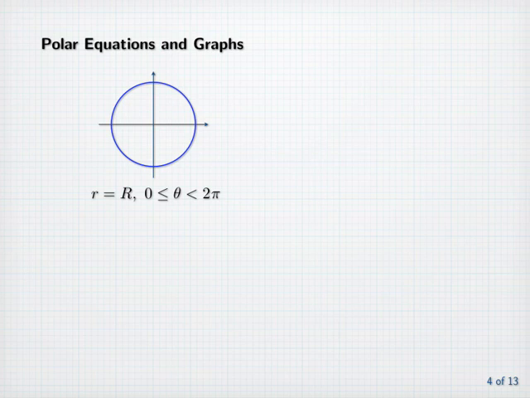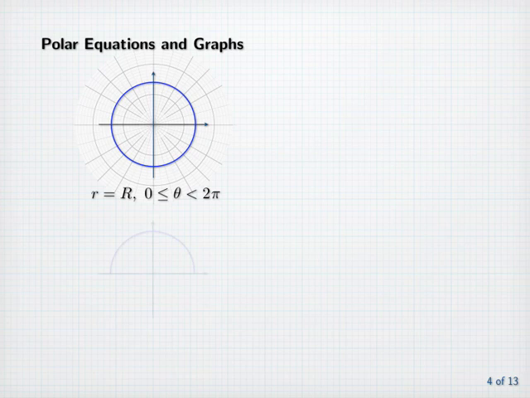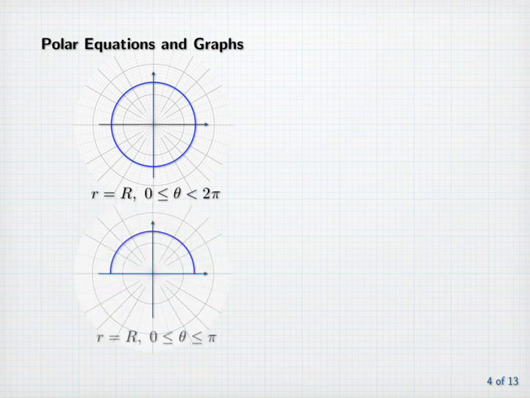Note also that circles centered at the origin, which correspond to constant values of the polar coordinate r, are polar grid curves or coordinate curves. By restricting the angle theta to shorter intervals, we can describe various parts of the circle. For instance, the top half of the circle here is described by r equals capital R for theta between 0 and pi.